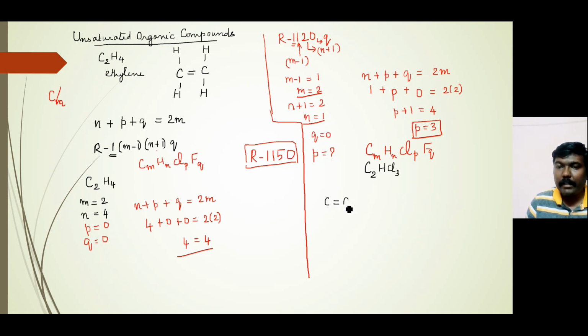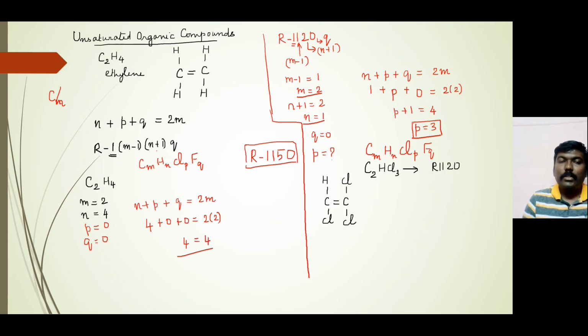Okay, and let's look at the bonding. You are going to have a double bond with reference to carbon because there are 2 carbon atoms, and so you are left with 2 single bonds. So in one case you are going to have hydrogen and chlorine, and in the other case you are going to have 2 chlorine atoms. Because you have a double bond, it's going to be an unsaturated hydrocarbon. So this is C2HCl3, and the corresponding designation is R1120.